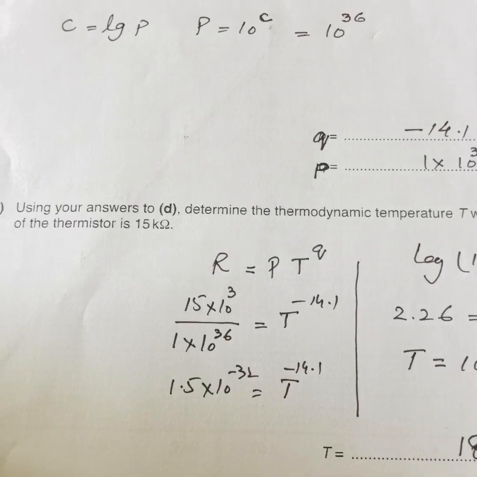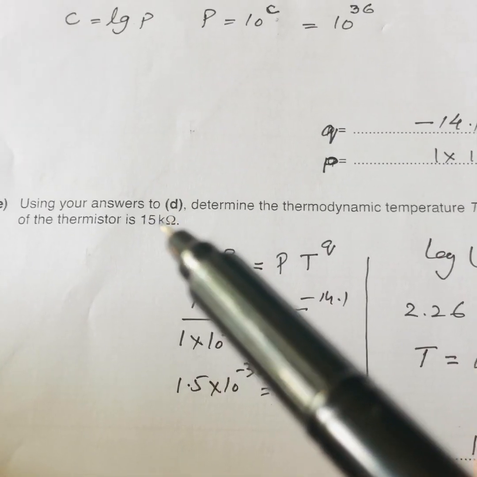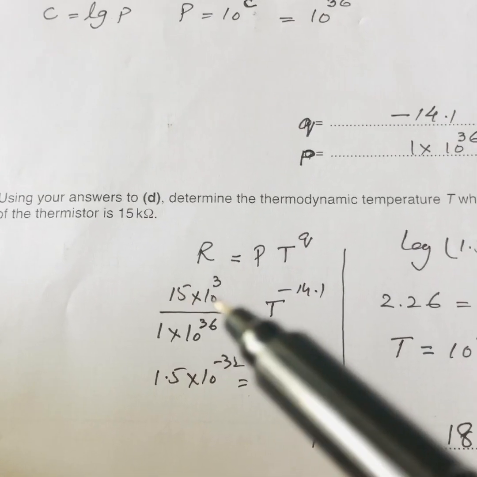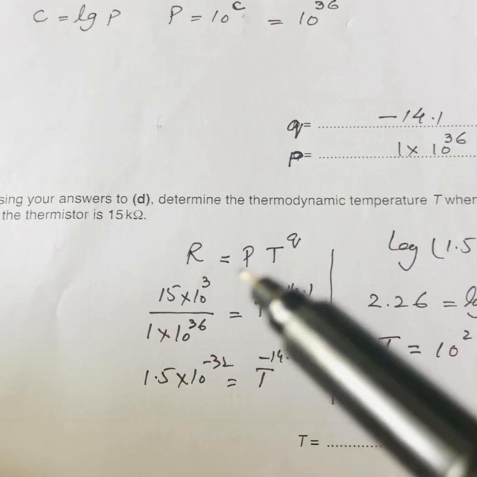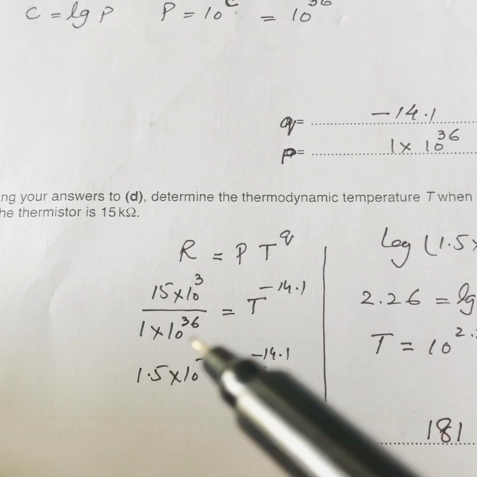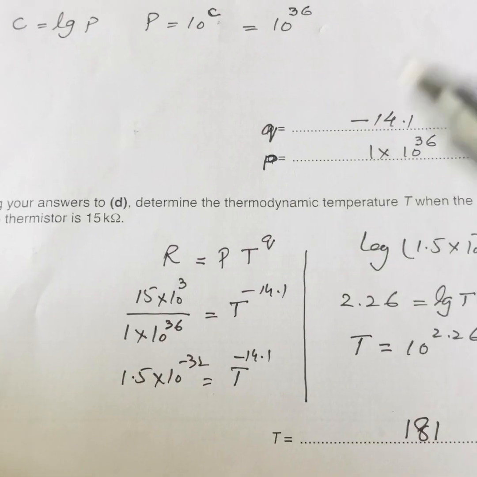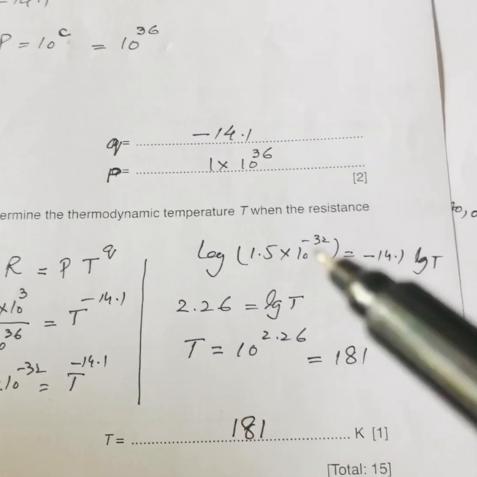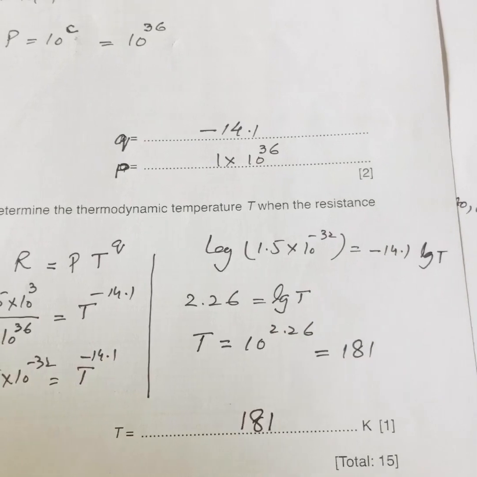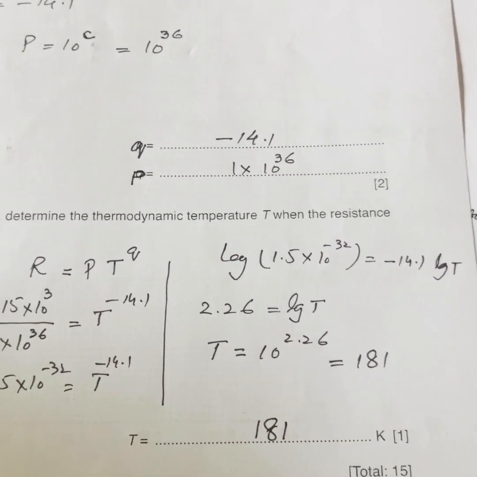We have to calculate actually the temperature. So the resistance is given as 15,000, so this is 15 times 10 power 3, divided by the P value, 1 times 10 power 36, which we have calculated. And Q, the power of T, is the gradient. So after calculation, we can calculate the temperature, which is 181. So this is paper 5.